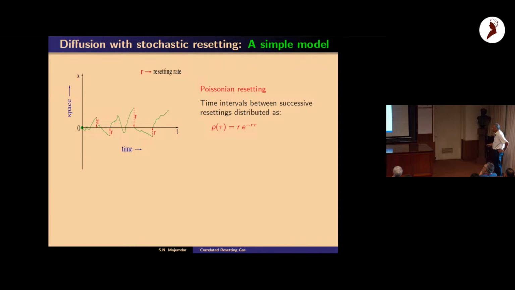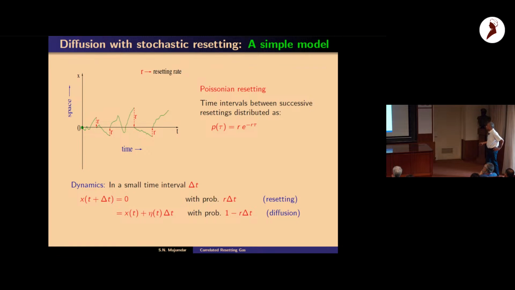So these intervals between successive resettings are independent and each drawn from this exponential distribution, where r is the resetting rate. Okay? So that's the model, a very simple model. If you're doing simulations, you are doing dynamics in continuous time t, so in a small interval delta t, you update the position of the particle by saying that the position x at time t plus delta t is either 0 with probability r delta t. This is the probability and r is the rate, the resetting rate. And with the complementary probability 1 minus r delta t, you just do diffusion.